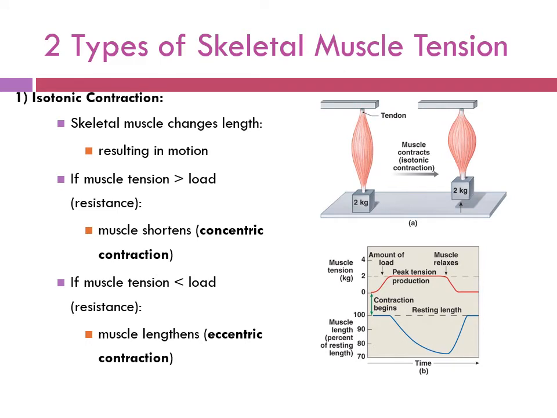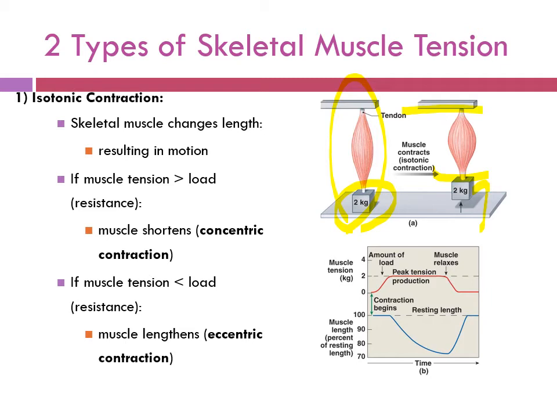We have two types of skeletal muscle contractions that we're going to discuss: isotonic contractions and isometric contractions. Isotonic means that the skeletal muscle actually changes in length, which results in motion. Here on the left, you can see an elongated muscle and the 2 kilogram weight is down on the table. Now we have lifted the weight up and actually shortened the muscle and created movement. That is an isotonic contraction.